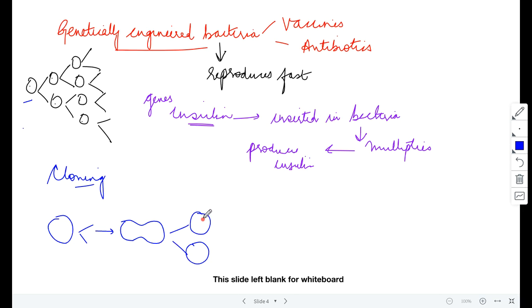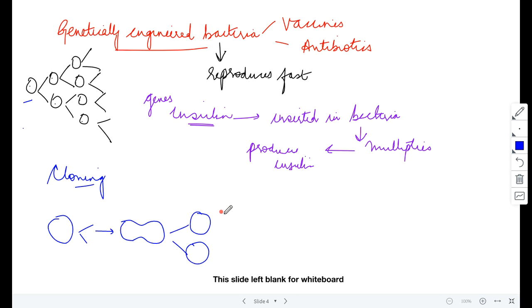So how does asexual reproduction take place? It takes place with only one partner. Only one organism can reproduce. That we call asexual reproduction. No partner is required. In this case, asexual reproduction basically happens when the cell starts dividing. Now if you see this cell, it has started dividing and it has formed two offspring.